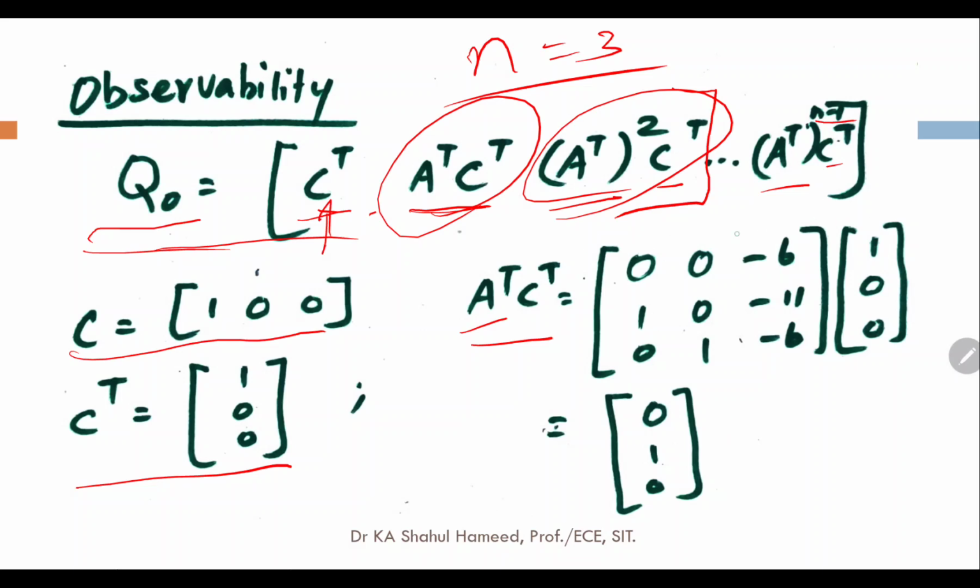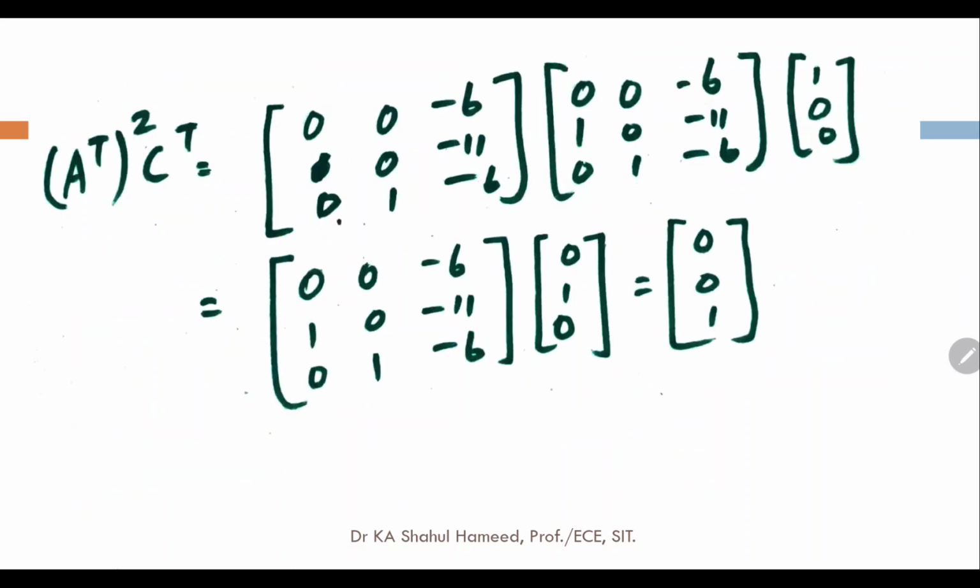So this is actually A transpose and this is C transpose. When we multiply these two things, the first element is 1 and the rest are 0. So this row will come as the answer: 0, 1, 0. Next we have to find A transpose square C transpose. Again this can be determined by A transpose into A transpose C transpose. We have already determined A transpose C transpose. When you multiply these two, you will get this one.